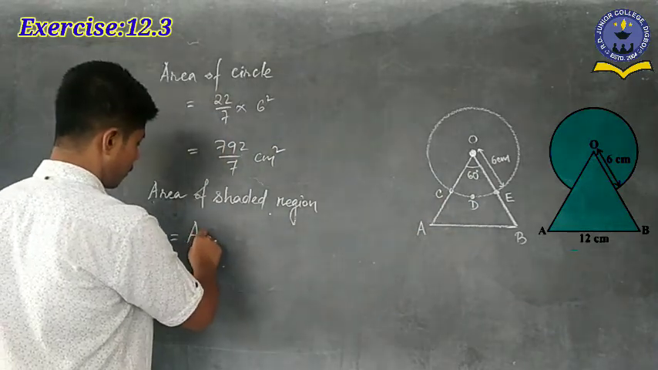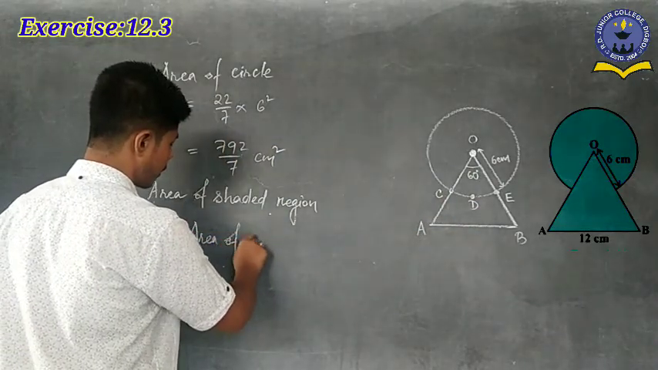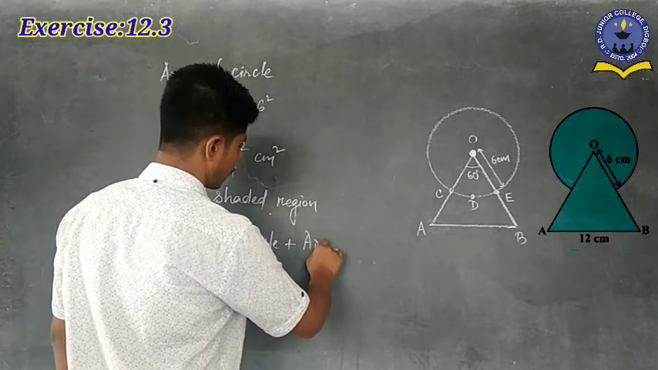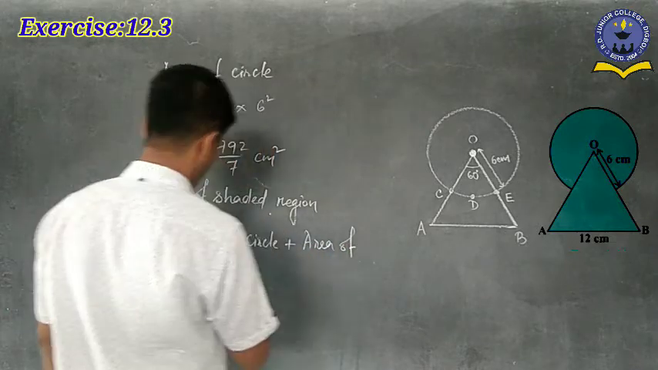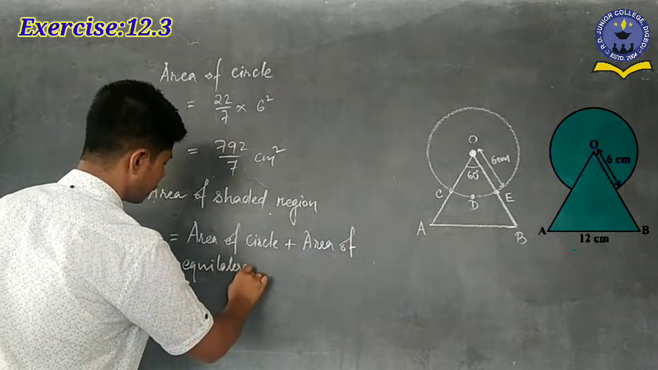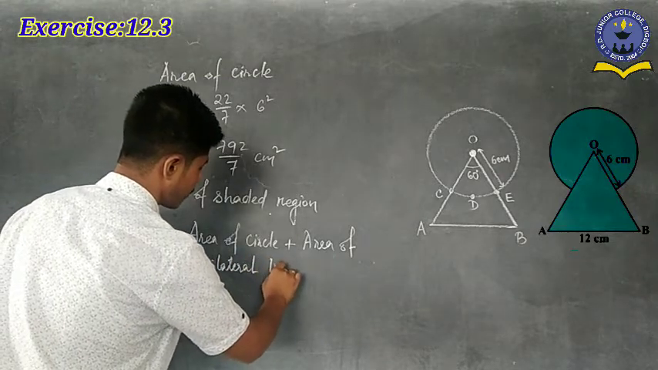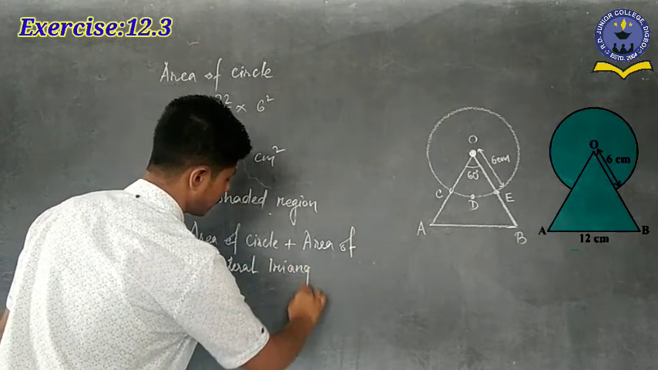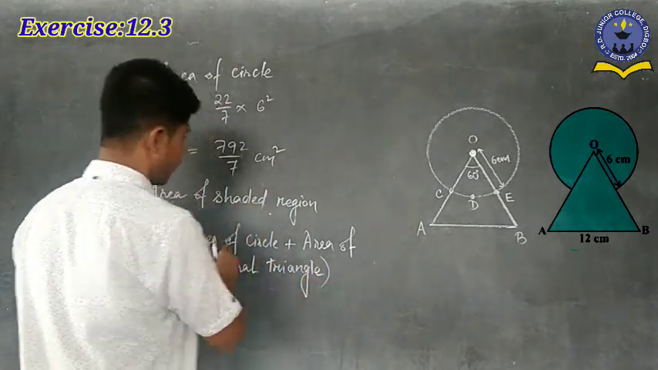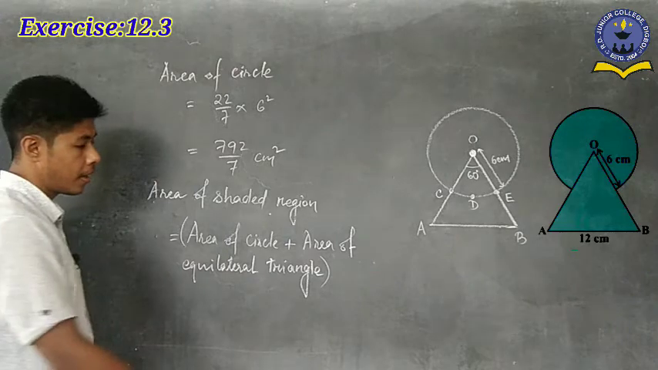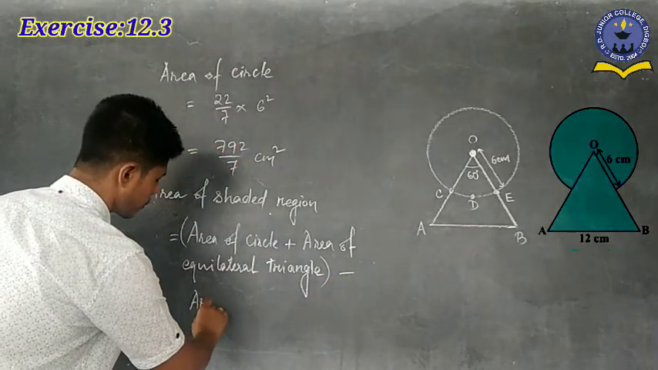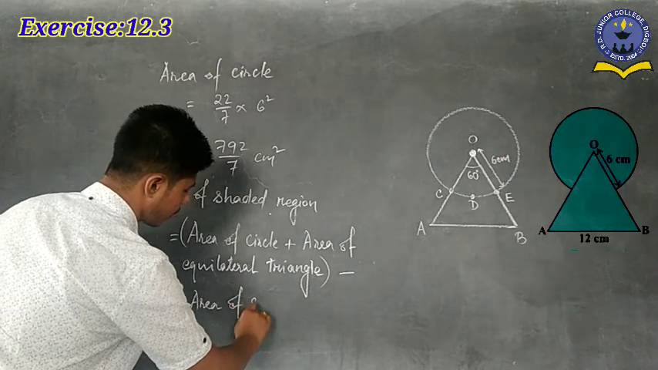So here we simply write area of circle plus area of equilateral triangle. These two we have to add first, area of circle plus area of equilateral triangle, and then which part do we have to subtract? Minus area of sector. So we have to subtract the area of sector.